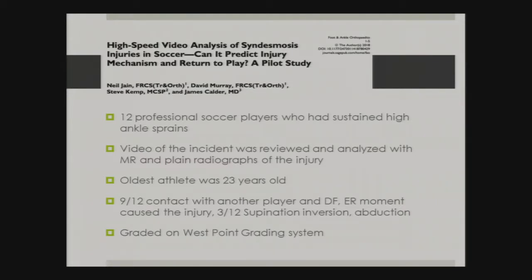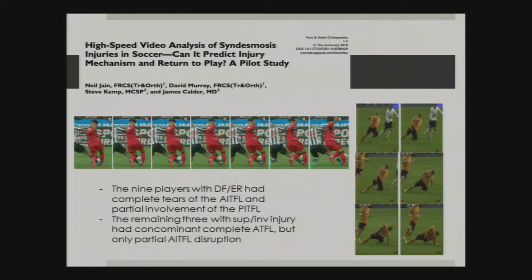As the talus is forced into dorsiflexion, it's going to widen the syndesmosis, and those ligaments will be stressed. Then 3 of the 12 had a supination inversion with abduction moment. They were all graded on something called the West Point grading system for high ankle sprains, and we'll discuss that in just a second. So this was some footage from that study.